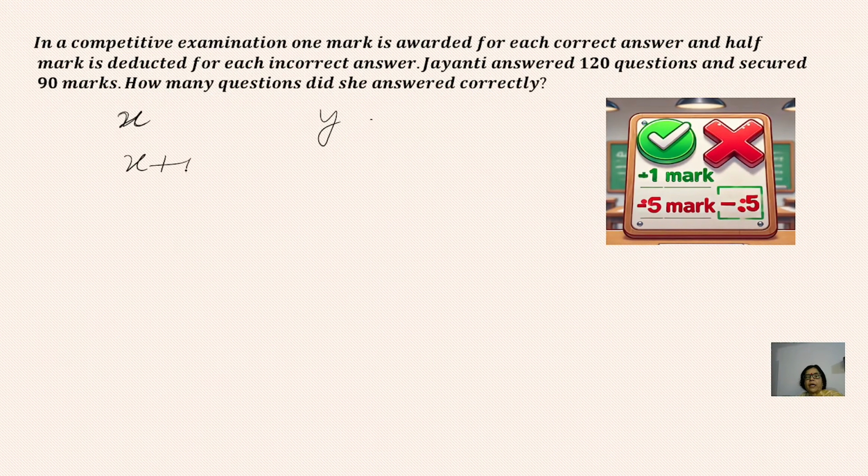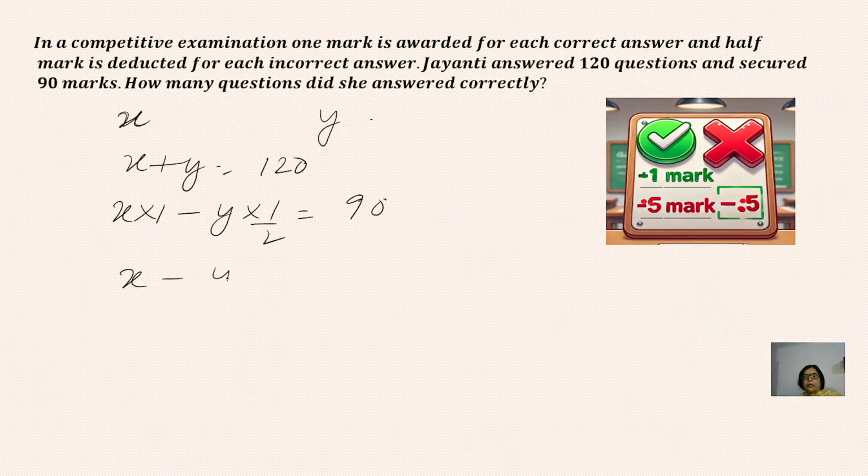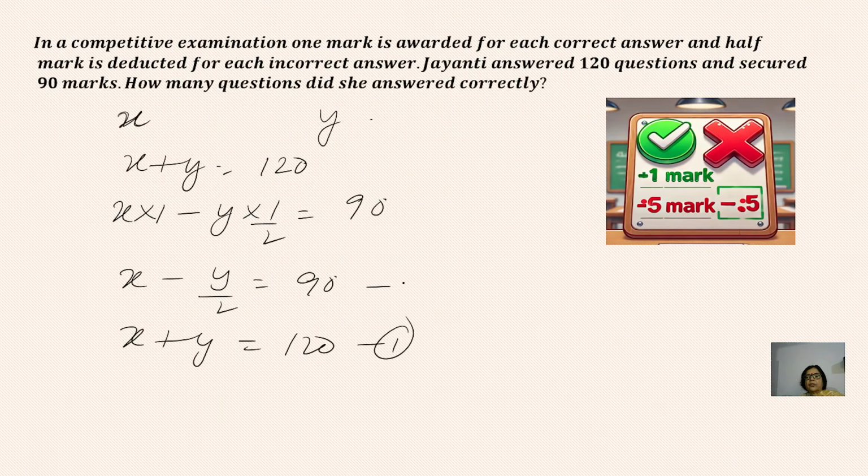So x plus y is the total number of questions, correct and incorrect, that is 120. Now for each correct question, she is getting 1 mark, that is x into 1. And for each incorrect question, half marks is lost. So this will become minus y into half. And this comes up to 90. So this is the catch in this question. You need to subtract over here. So the second equation becomes x minus y by 2 is equal to 90. And the first equation is x plus y is equal to 120.